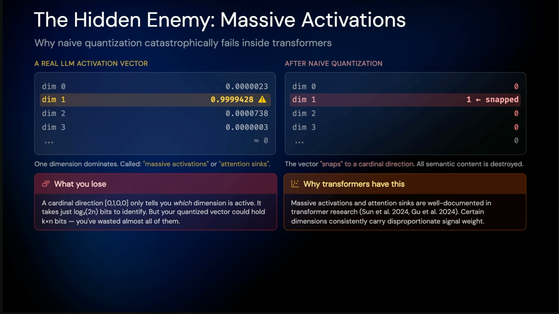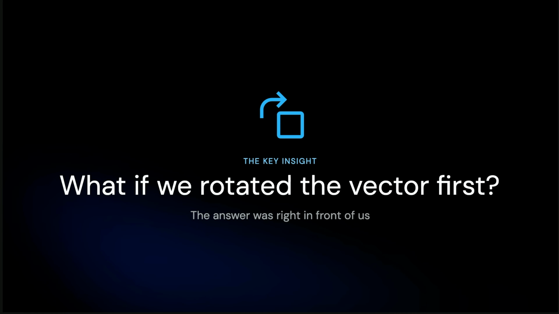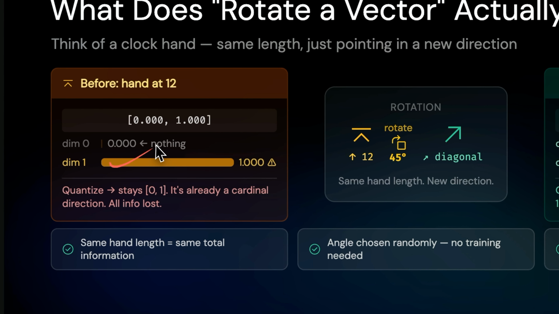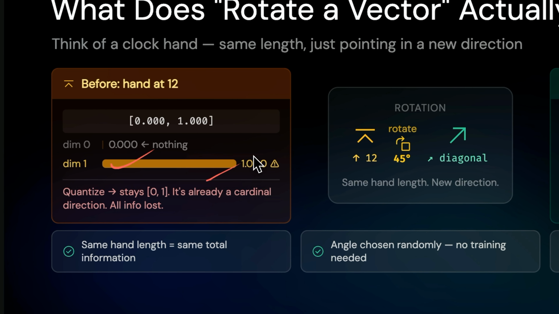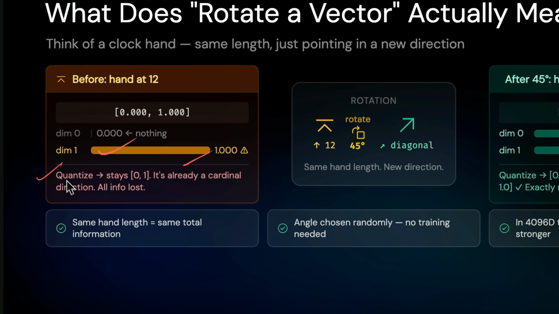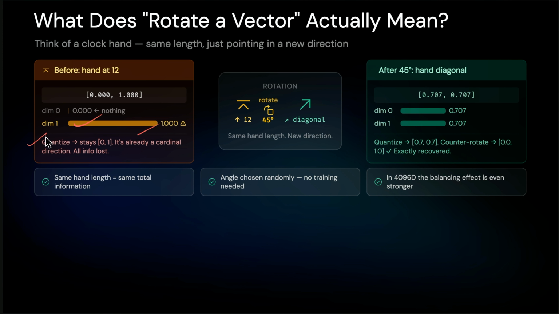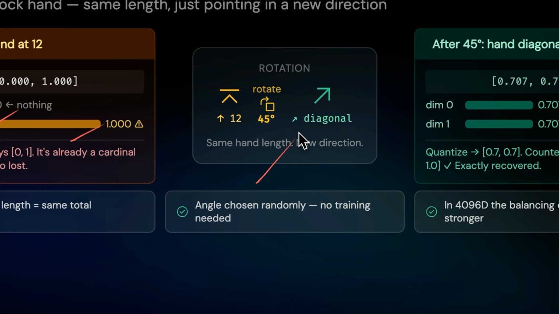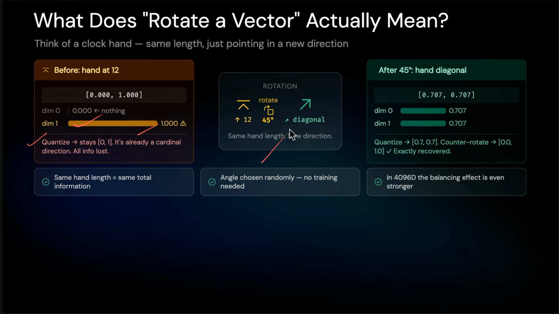Okay, so now let's see how we should tackle such activation vectors where we see massive activations. What if we rotated the vector first? Let's see what rotation means. Let's say you have a vector that looks something like this: 0.000 and then 1, right? Dimension 0 means nothing, whereas dimension 1 has a higher activation, that is 1. This is what we saw earlier. So let's say you rotate it by around 45 degrees. That is the diagonal direction.